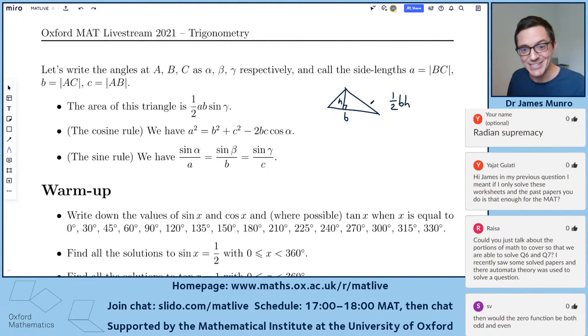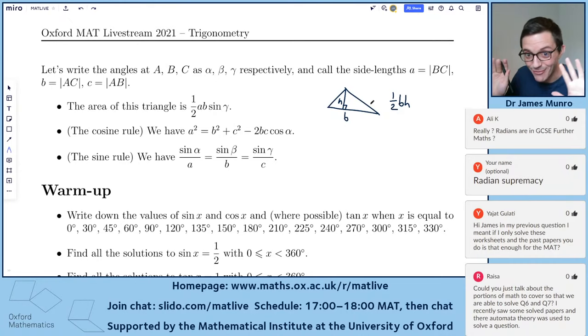People love radians in chat. People always love radians in chat. I get it, you love radians. They're in GCSE further maths or something. Not everyone does GCSE further maths.